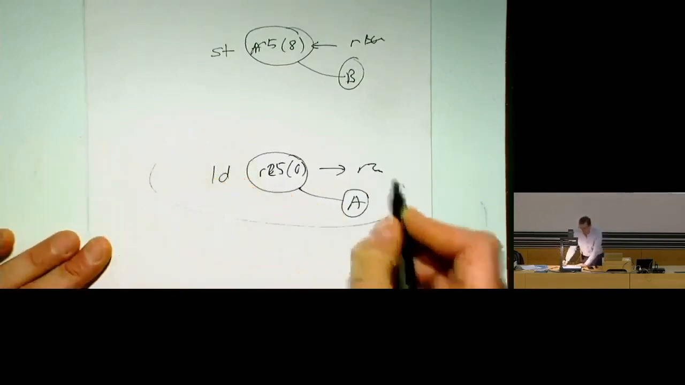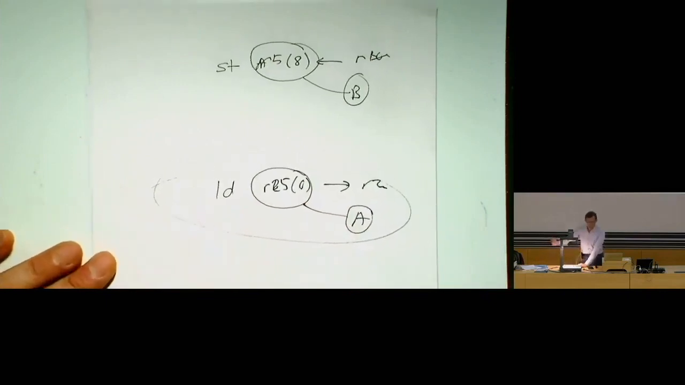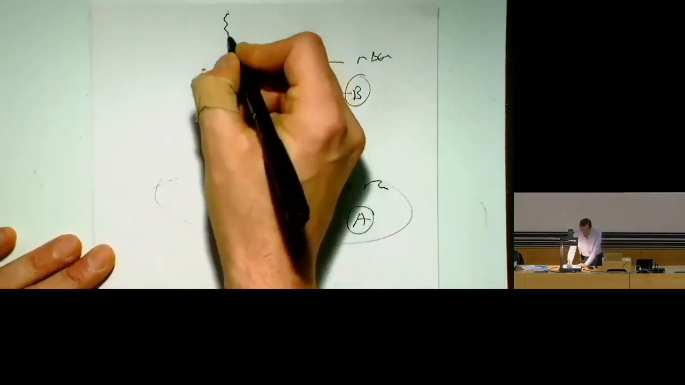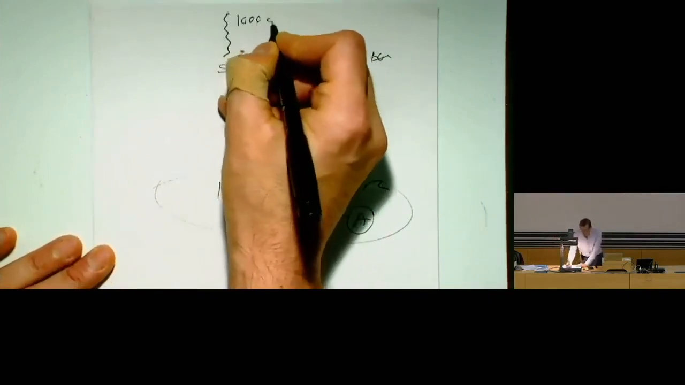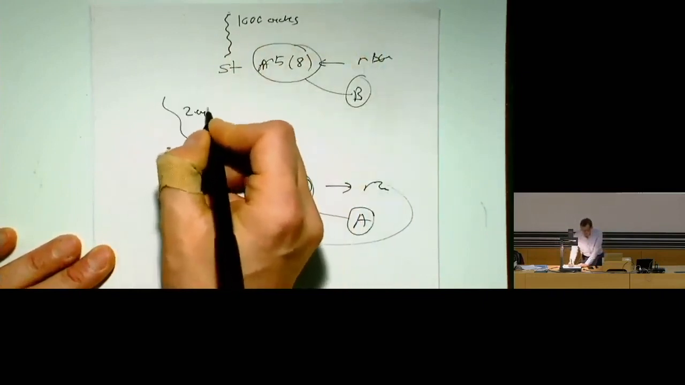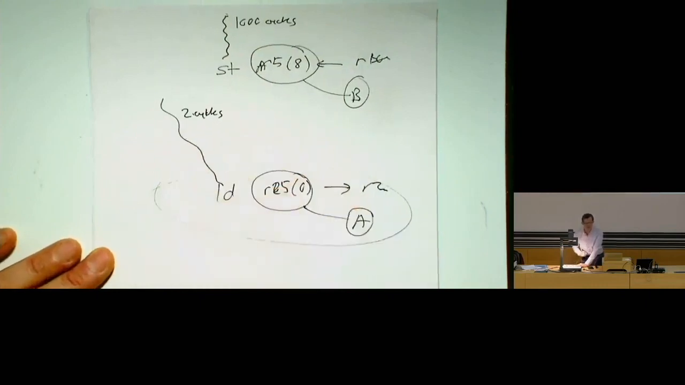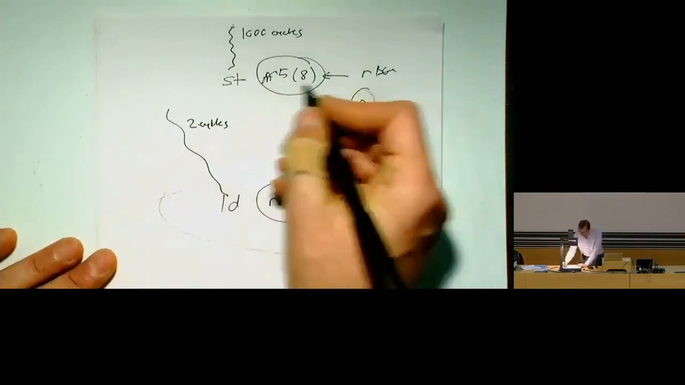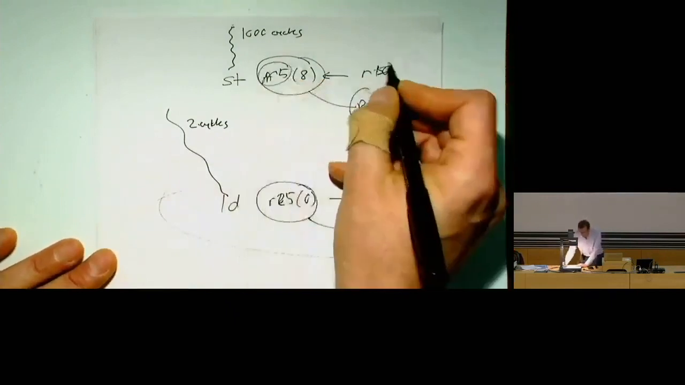But what if this executes earlier? Because you're doing out-of-order execution, this store may be dependent on something that takes 1,000 cycles, but this load may be dependent on something that takes 2 cycles. So this load is ready to go. It generates its address. It generated A. The store is up there still waiting for R5, for example, or even the source register.